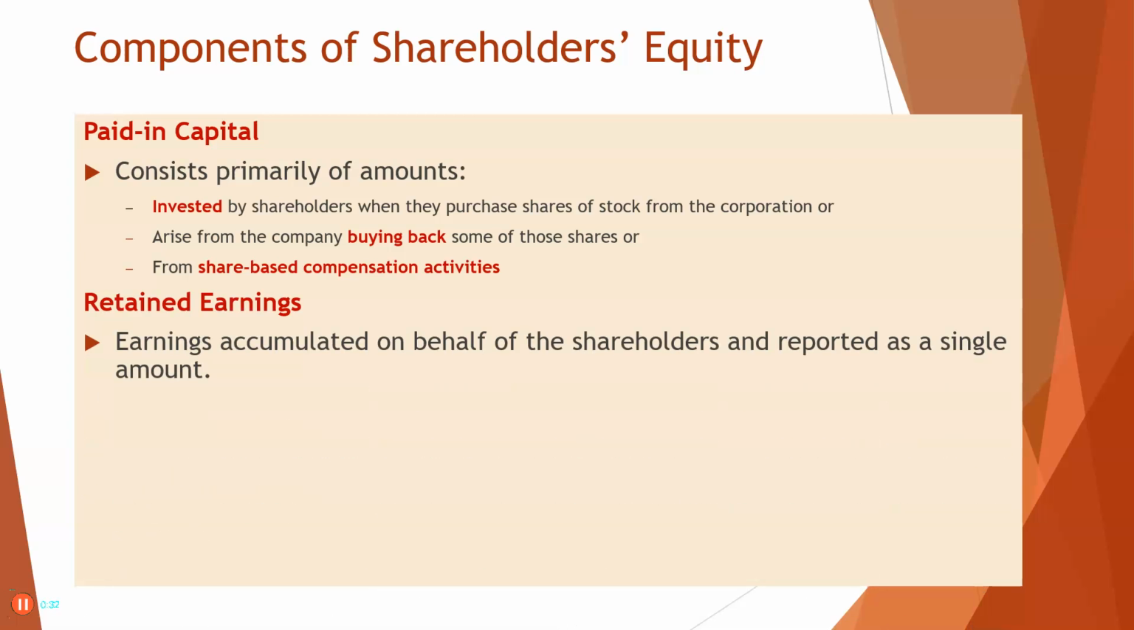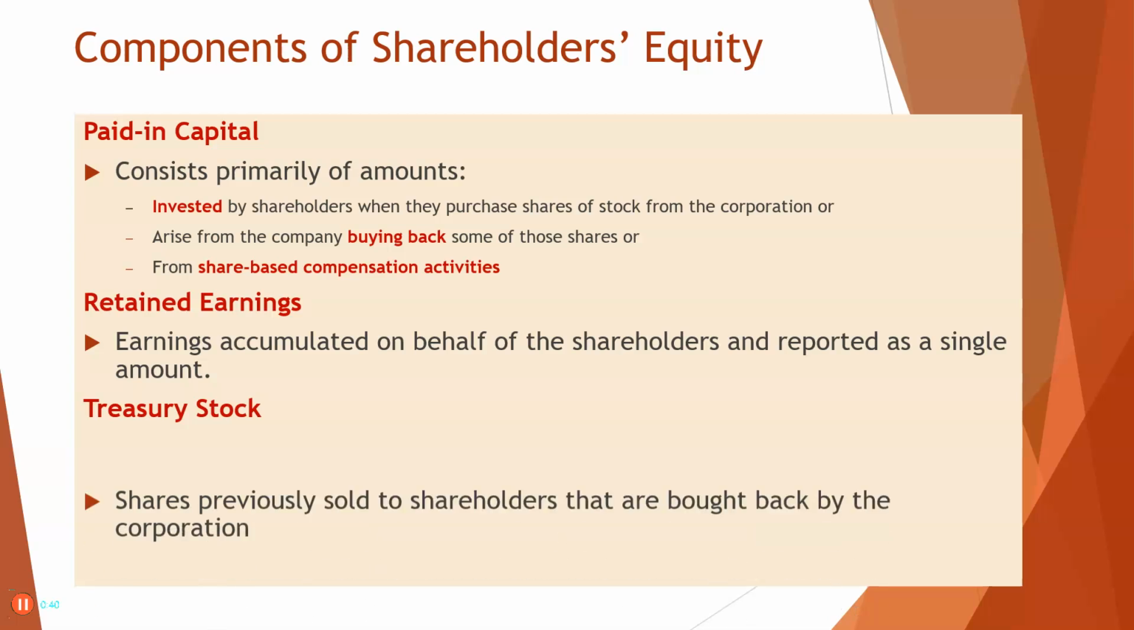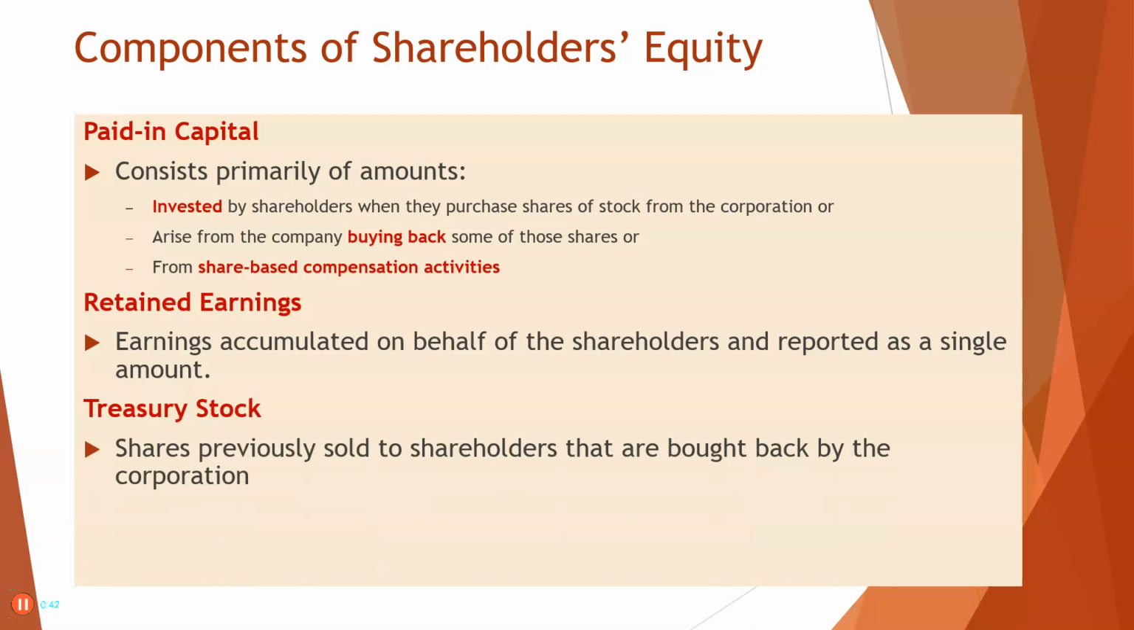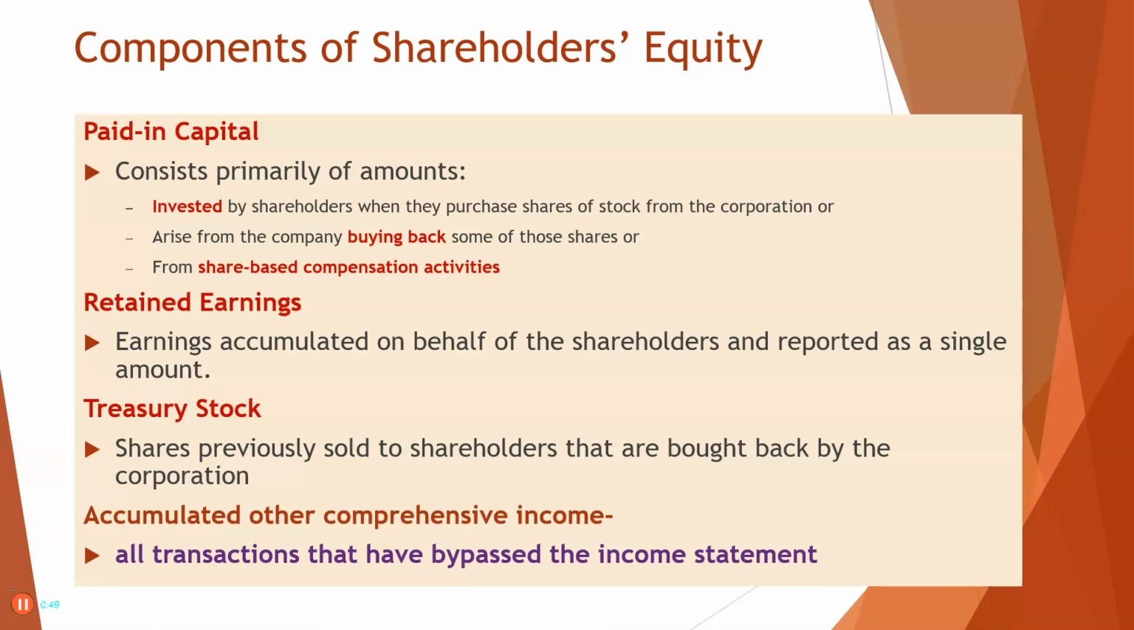Retained earnings is earnings accumulated on behalf of the shareholders and reported as a single amount. This is what they earn based on selling products. Treasury stock, shares previously sold to shareholders that are bought back by the corporation. Accumulated other comprehensive income. These are all transactions that bypass the income statement. Now let's go back to paid-in capital.